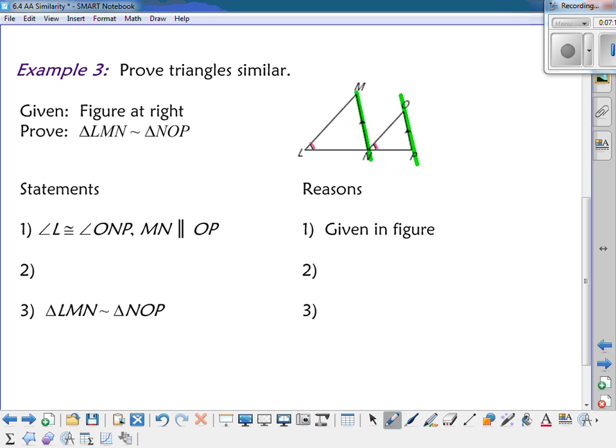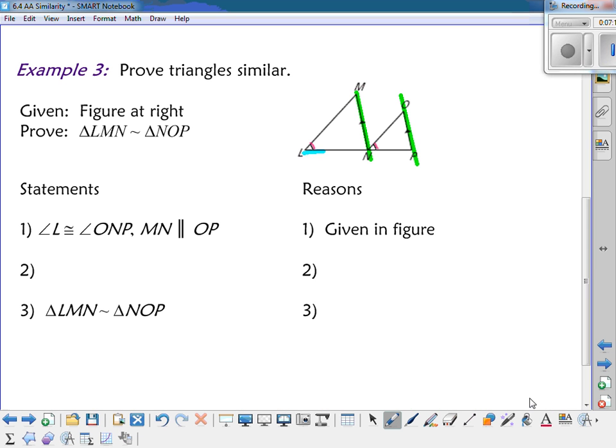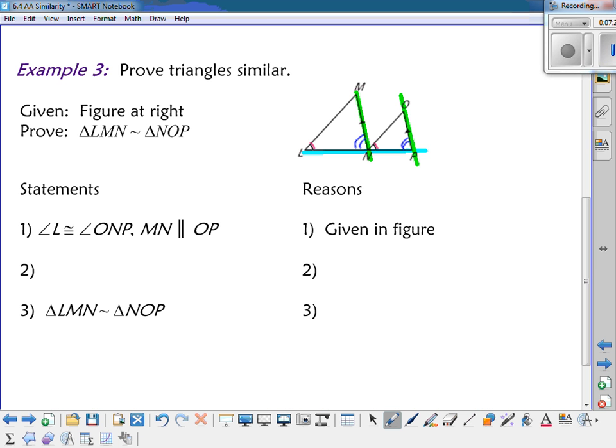So whenever I have parallel lines, I should be asking myself, okay, there's going to be some congruent angles here. In this case, the angles that I'm interested in are right here, my corresponding angles. So angle MNL is congruent to angle P by the corresponding angles postulate. And therefore, I know that triangle LMN is similar to NOP because of angle-angle similarity.